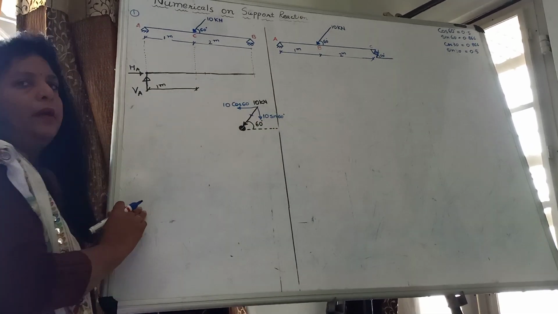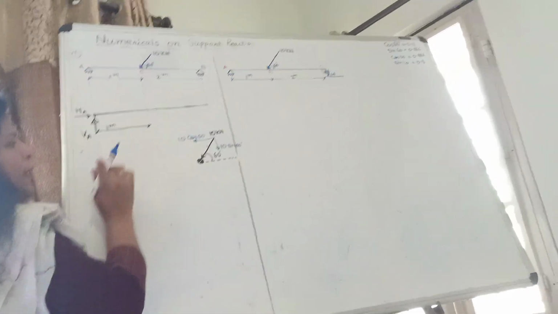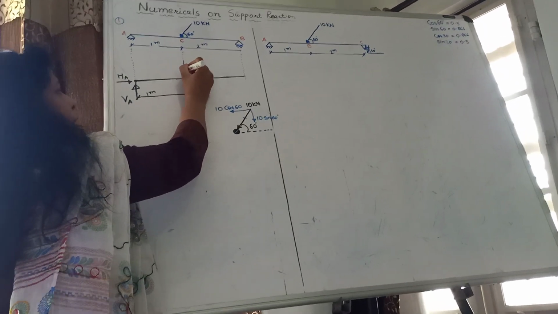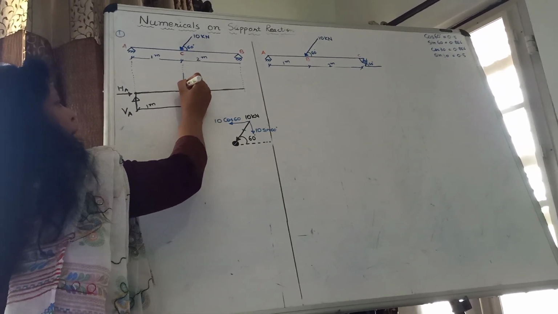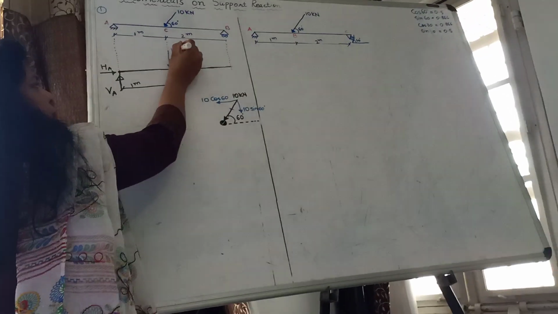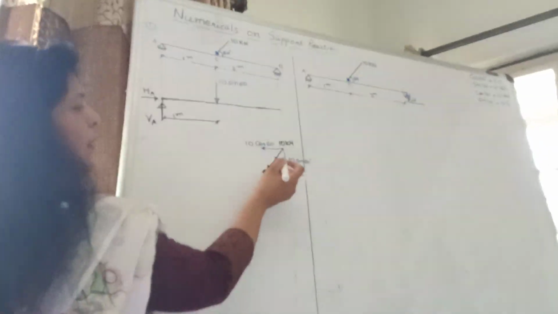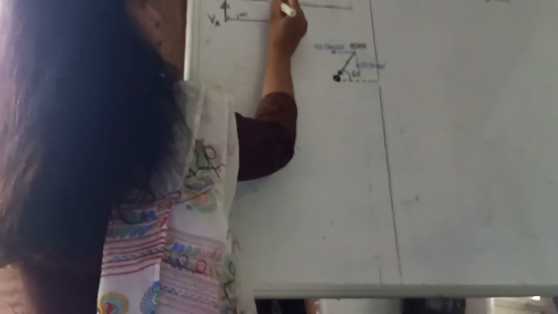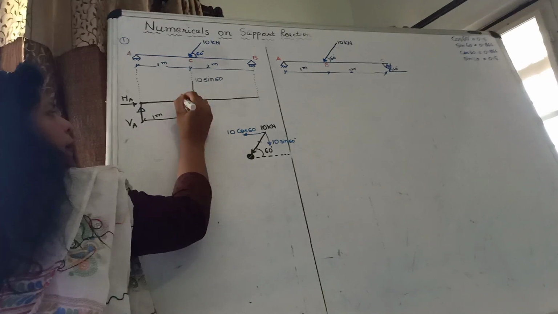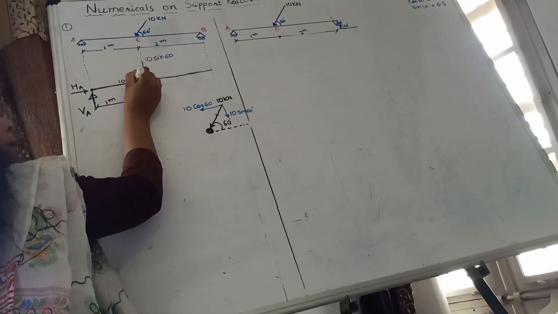Now this 10 I will replace over here with the horizontal and vertical components. So I can show over here a vertical component, and what is the vertical component? 10 sin 60. And the horizontal component will be shown over here, and that will be 10 cos 60.